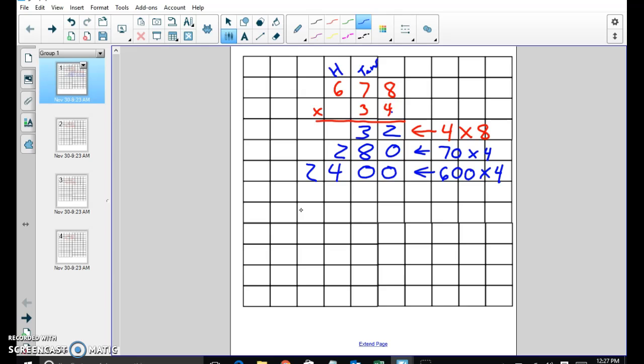All right, so now let's go to this 3. But remember, that's in the tens place, so I'm not going to multiply by 3. I'm going to multiply by 30. All right, so now I have 8 times 30. 8 times 3, 24 with that 0.